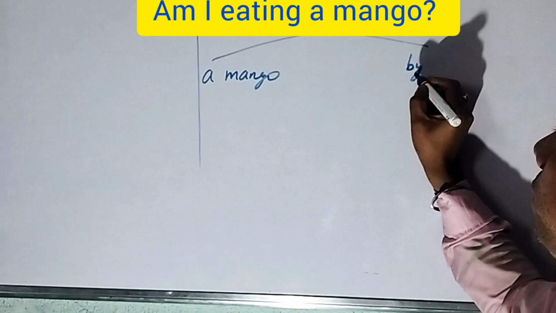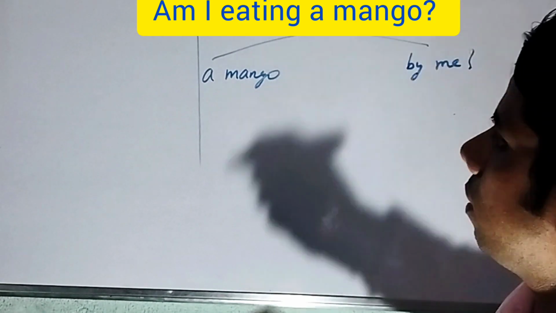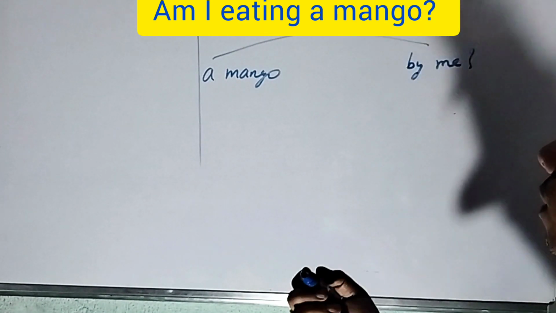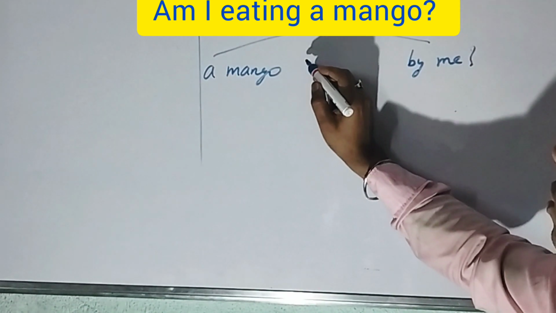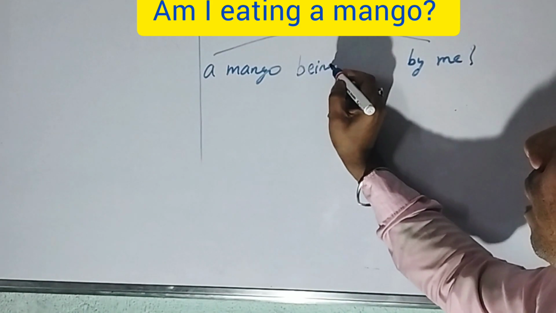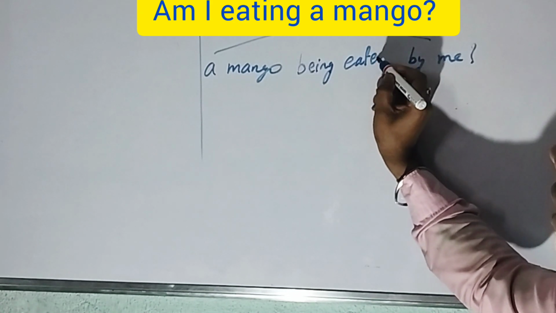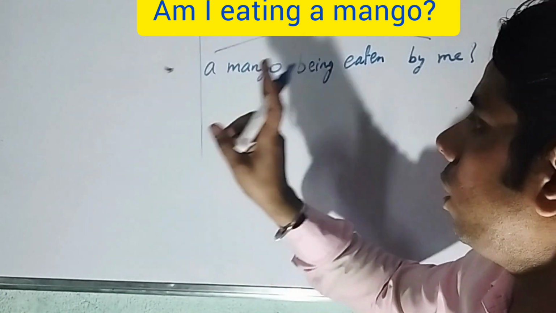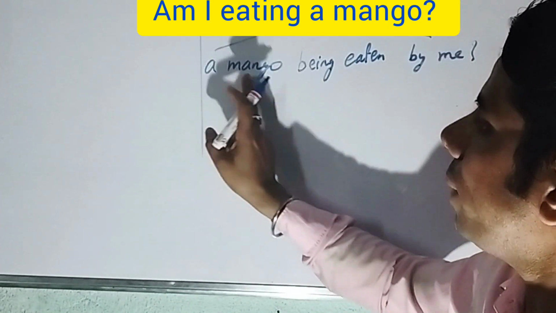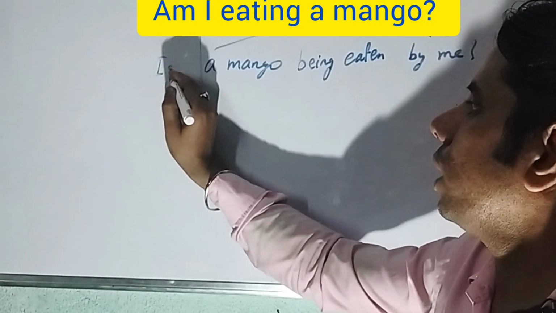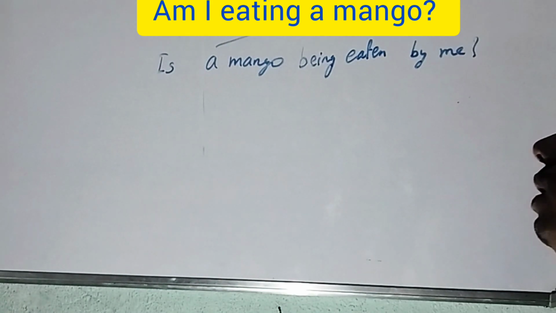Okay, by me. Okay, and question mark, and the verb should be changed into third form. Most important thing is that it is given ing. Okay, so for ing we should use being. After then the verb should be changed into third form. So here it is used eaten. And listen carefully, for I we used am here, but for a mango we should use is. Okay, now your sentence is completed. Is a mango being eaten by me? Okay.